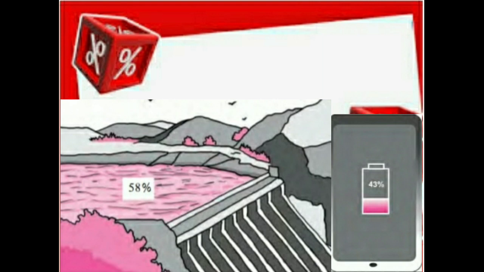So if there is 50% water in the dam, we can say that the dam is half full. 50% is 50 parts of water out of 100 and half of 100 is 50. Whereas 58% is 58 units out of 100 units. So we will write this fraction as 58 upon 100, which means 58 upon 100 parts out of the full capacity of the dam are filled with water.